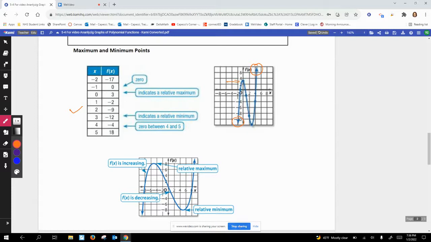So you can see right about here, that looks like it's at about 3. And that right there is called your relative max. That's your relative maximum, right at 3. And then your relative minimum looks right about here, somewhere in there. And again, I can look at my table and I can see that's the lowest number, and that is negative 12. So that's my relative minimum.